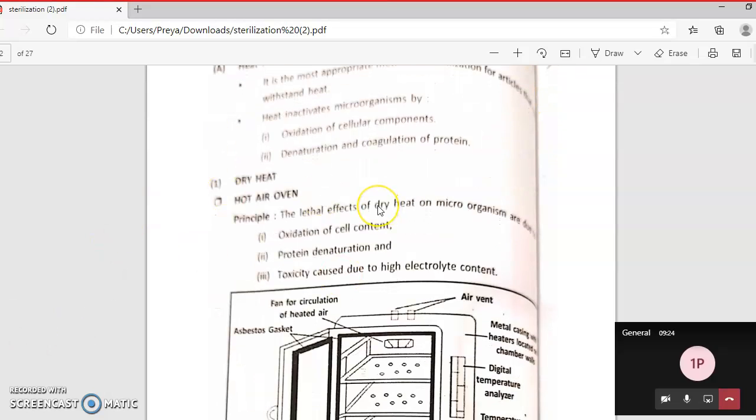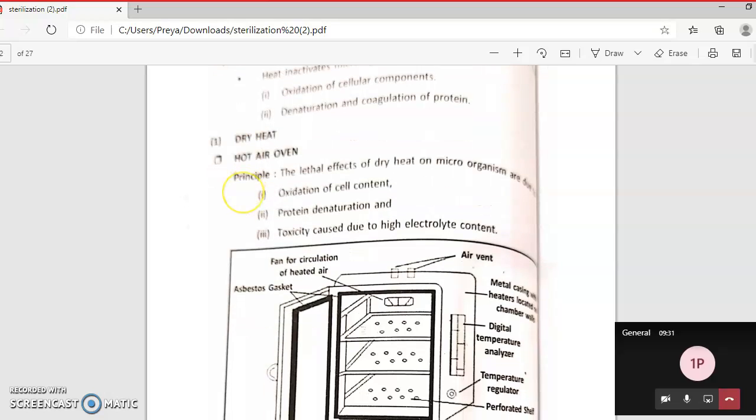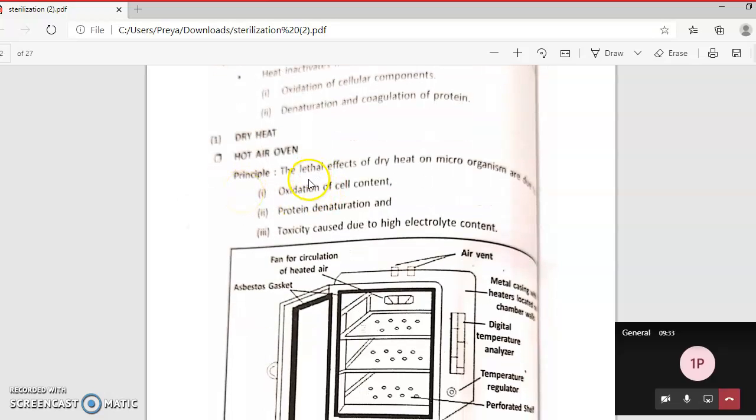Now go for the two parts of heat sterilization. One is dry heat and the second is moist heat. In dry heat, the instrument used is the hot air oven. We are all aware of the hot air oven. The principle of the hot air oven is that the killing effect of heat on microorganisms is because of this mechanism, which is specific to the hot air oven.